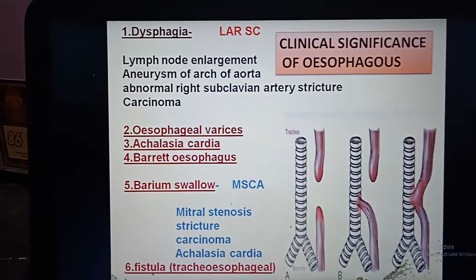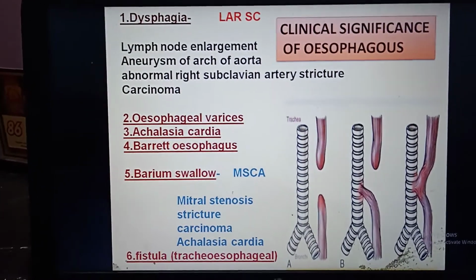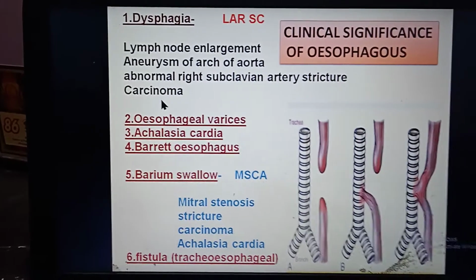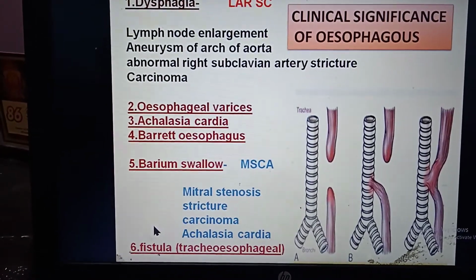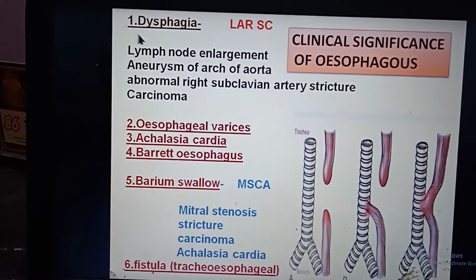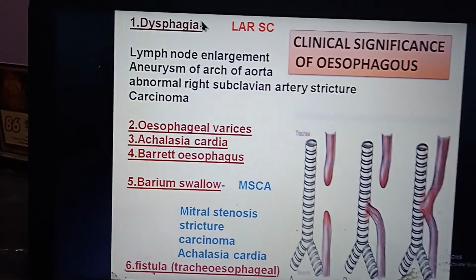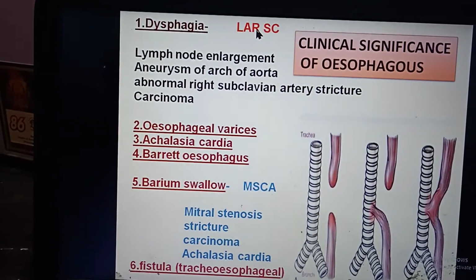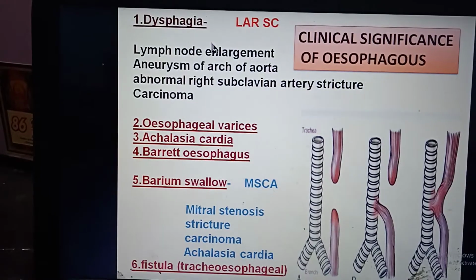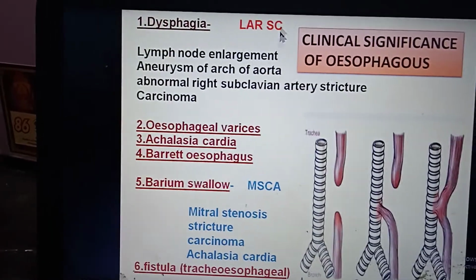Now coming to the clinical significance of esophagus. This is dysphagia. If dysphagia occurs, the first suspicion goes to the lard, that is saliva.